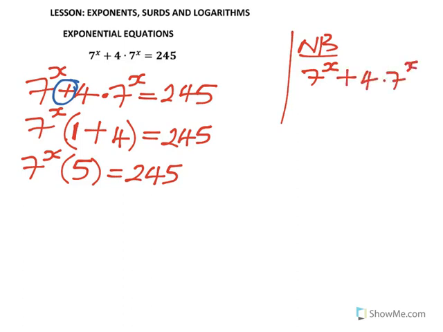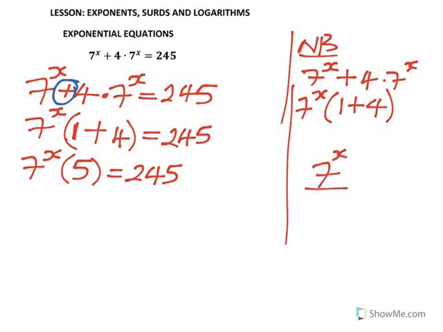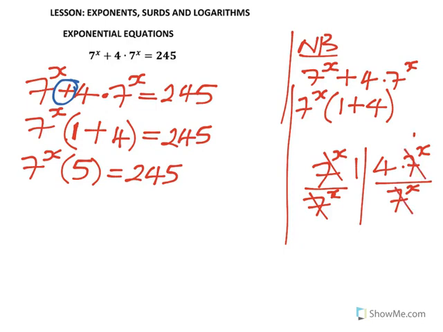4 times 7 exponent x. If I take out 7 exponent x like this and you're getting a 1 plus 4, what you are doing is you are saying 7 exponent x over 7 exponent x. When you cancel, you get a 1. This is the one that you get. And in the other one, it's 4 times 7 exponent x over 7 exponent x. When you cancel that, this 1 is 4 times 1, which is a 4. Then that's why you got a 1 plus 4.